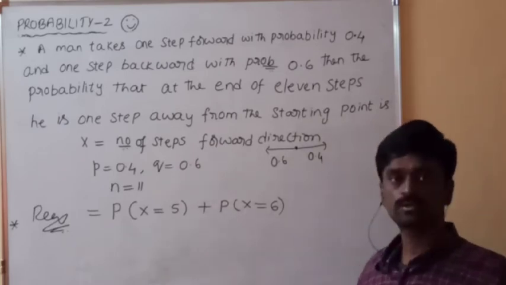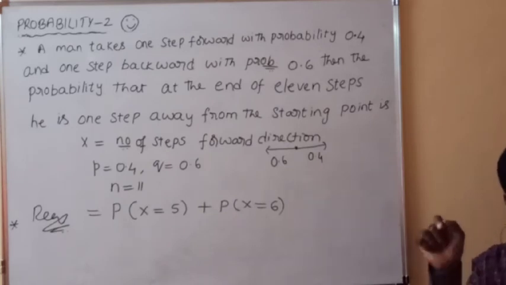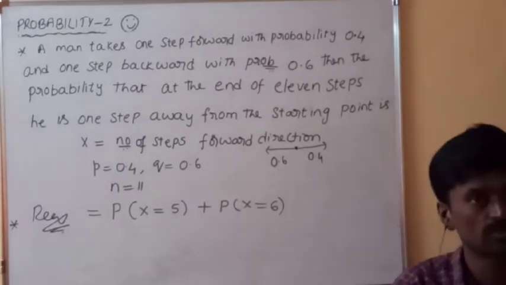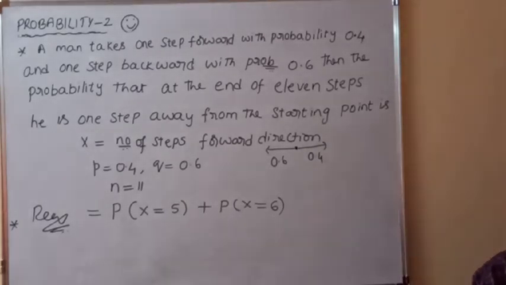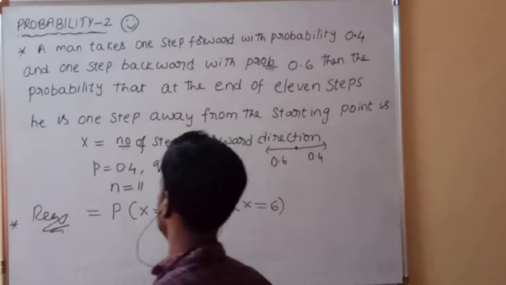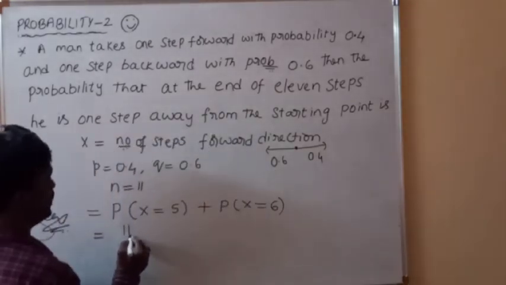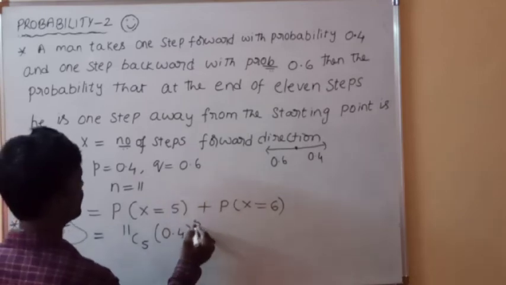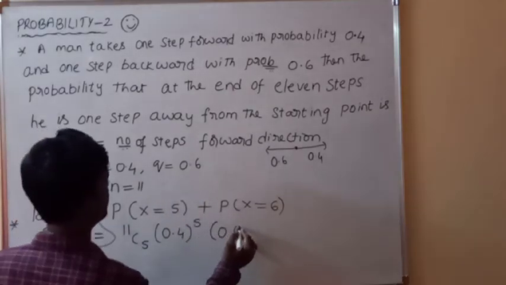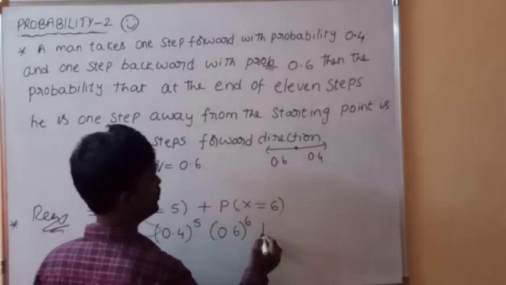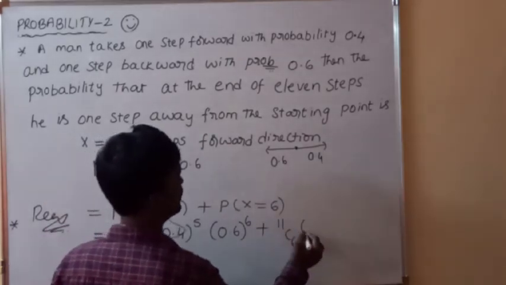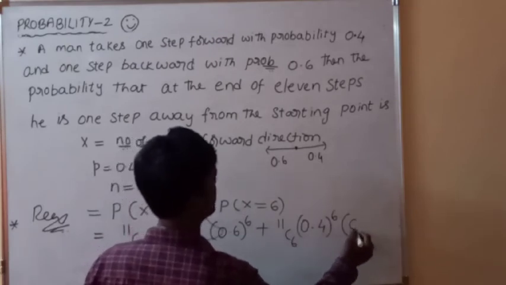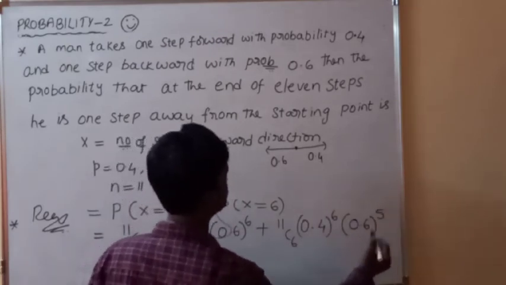So probability of 5 denotes what? Probability that he is one step backward from the initial point. Probability of 6 denotes what? One step forward. Okay. So what is the probability of 5? 11C5 p power, so 0.4 whole power 5 into 0.6 whole power 11 minus 5, that is 6. Probability of 6 is 11C6 0.4 whole power 6 and q power, that is 0.6 whole power 5.